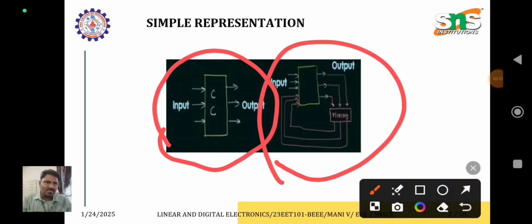In addition to this, the output is stored with the help of some memory element. That stored memory will be given back to the input. So here the output does not only depend on the present input, it also depends on the previous output. So the difference between these two: in the first one, the output depends only on the present input, and in the second one, the output depends on the present input as well as the previous output. This is the difference between combinational and sequential logic circuits.